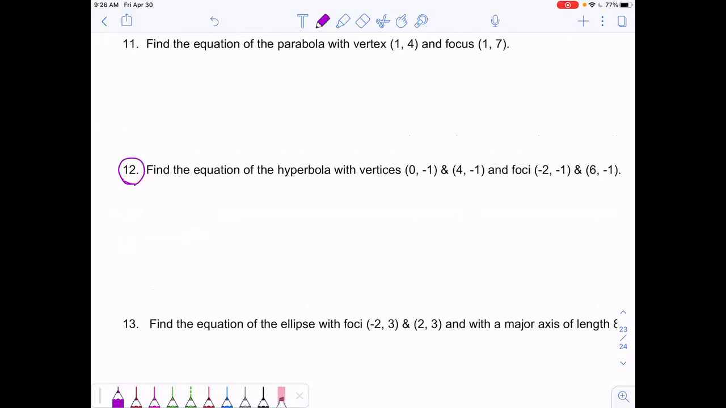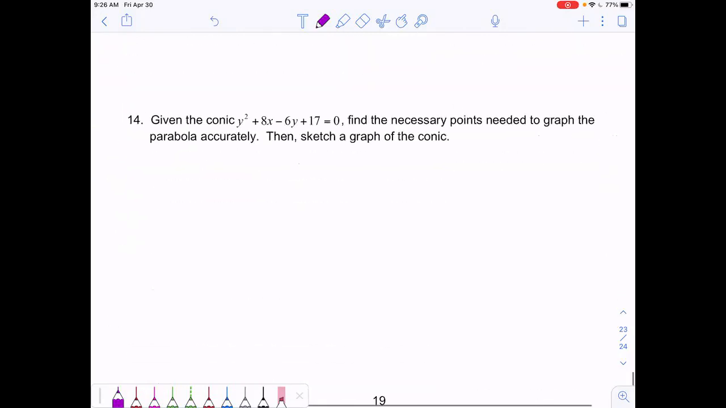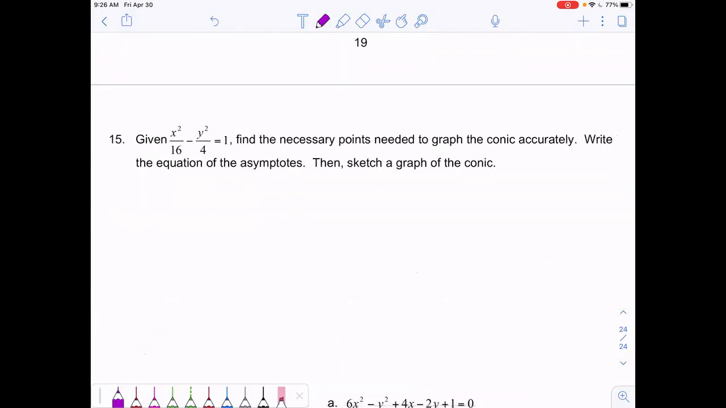And then the last two, 15 and 16. So 15 says find the necessary points needed to graph the conic accurately. That means you'd find the vertices, the foci, and the asymptotes, and then you make a sketch of the conic. And again, number 15 is in standard form as well.